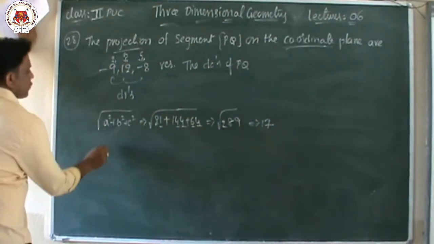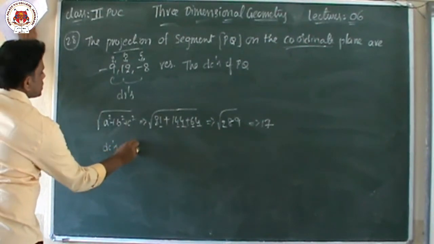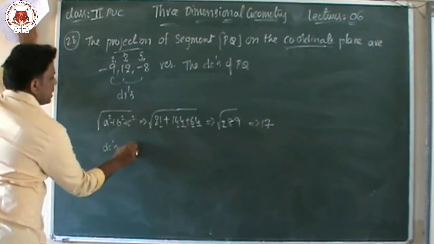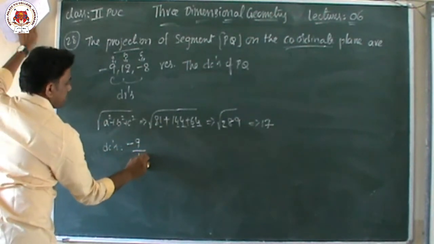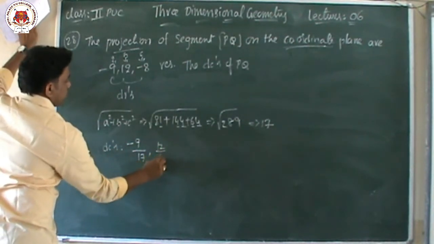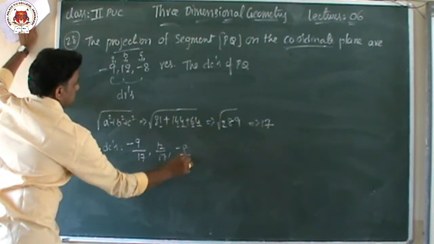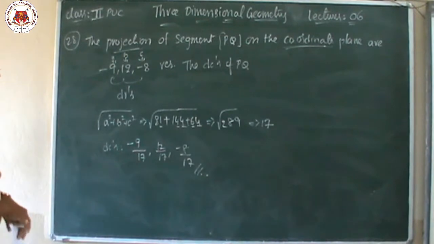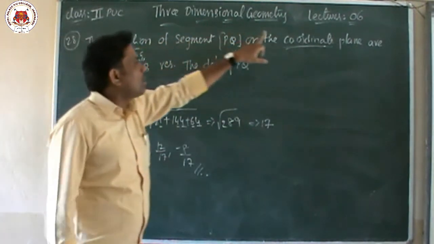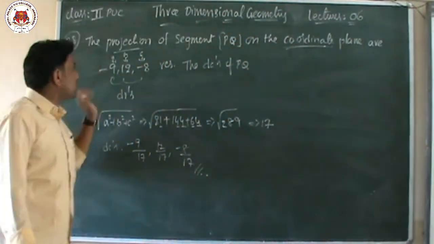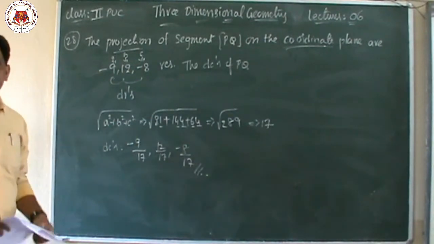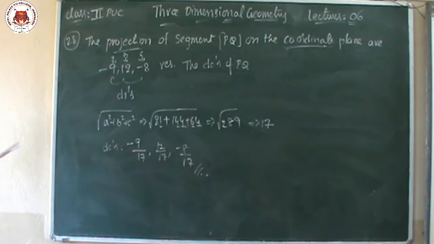So we have to find the DCs. How to find the DCs? We know it: every DR is divided by this number. That means the DCs are -9 by 17, 12 by 17, and -8 by 17. This is the answer. Here only one thing you have to remember: projection on coordinate axis is nothing but the DRs. Once the DRs are given, we can find the DCs. We know the procedure. So this is the answer.